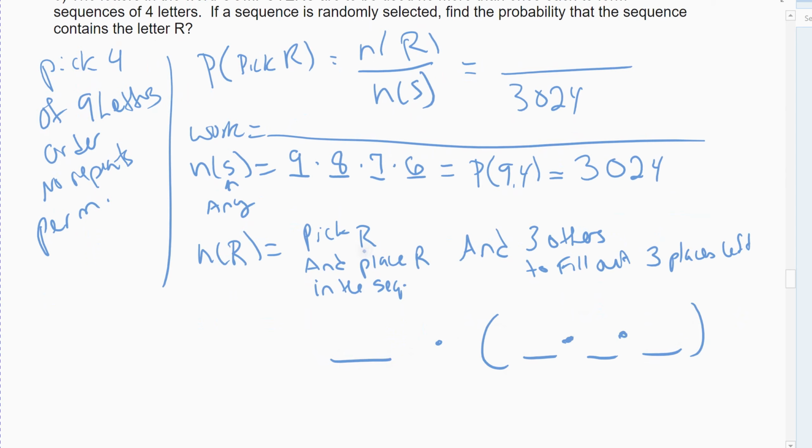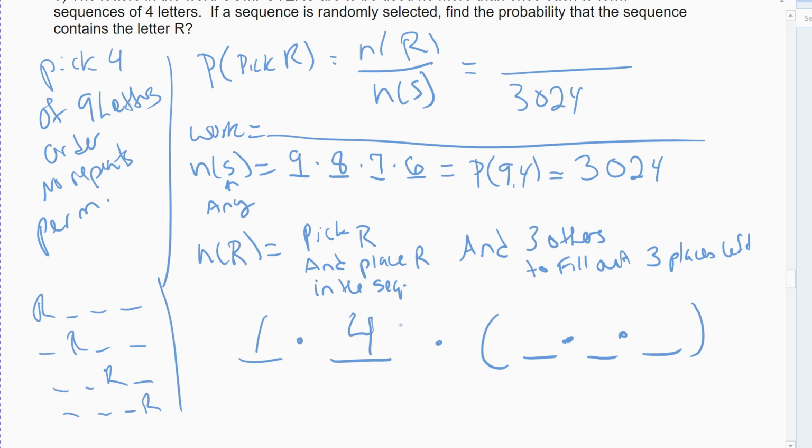Alright, so pick R, well there's only one R. I've picked R, there's only one of him. Places, well I could have R in 4. R could be in the first spot, or the second spot, or the third spot, or the fourth spot. All of those are different outcomes. So there are 4 places the R could show up.